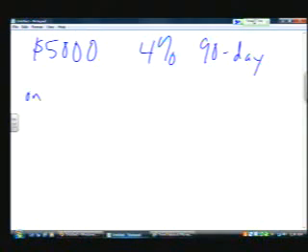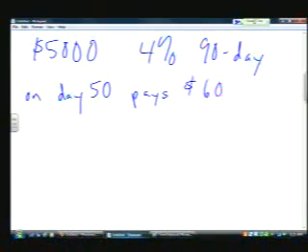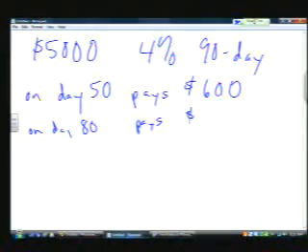And on day 50, Jeff decides to pay some money. This is early. On a 90-day note, he doesn't have to pay anything until the 90 days is up. So on day 50, he pays $600. And then again, on day 80, he pays an additional $800. Now we've got to see what's going to happen. And it said, assume a 360-day year, because that's going to make it easier.